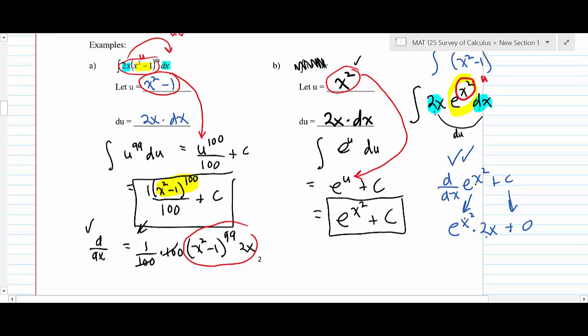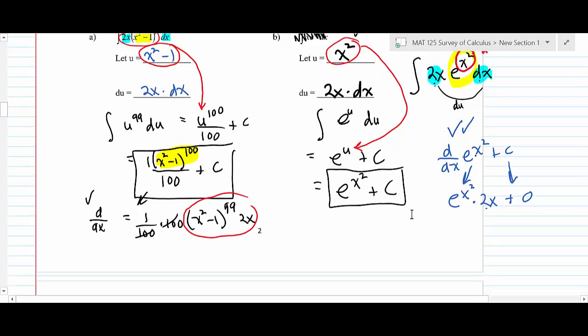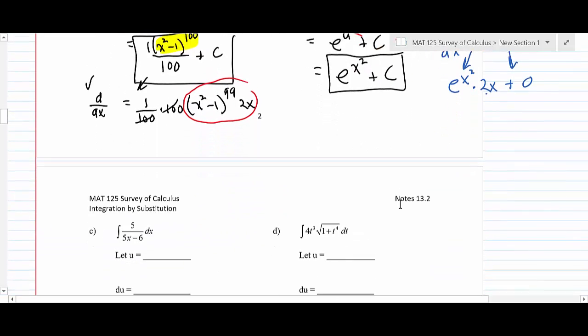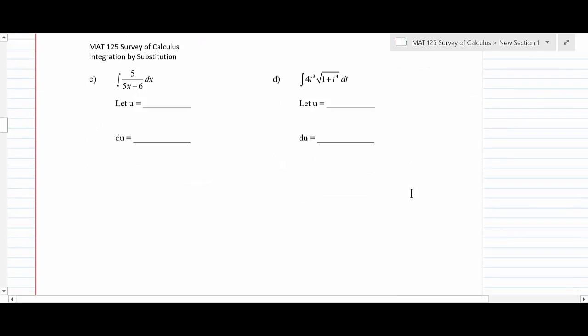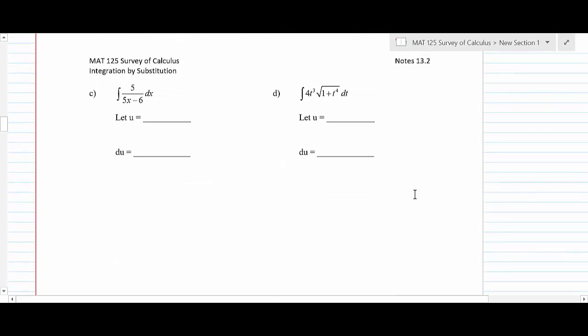So the whole key to this is getting your u set up the right way. And we're going to try to start kind of simple on these to begin with. I'm going to do a couple more. And usually it takes a while to catch on to this. So remember, whatever you set u equal to, it's got to be whatever's left over in the integral. So think about what you could set u equal to, and then if you did the derivative, it would be what's left over.